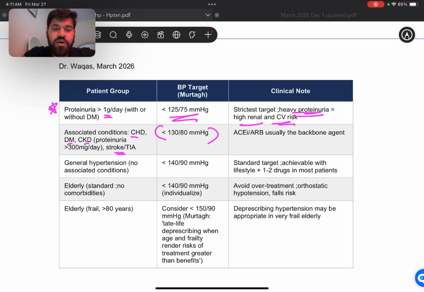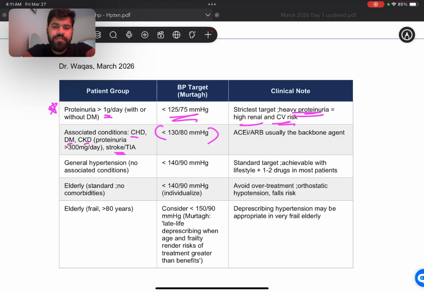So not just the harm on the renal system, but it will be more difficult to control the blood pressure from there. Now with associated conditions such as CHD, diabetes mellitus, CKD, and stroke, our BP target is going to be less than 130 by 80, and ACE inhibitors and ARBs are usually the backbone agents. Then for general hypertension with no isolated condition, it's less than 140 by 90, and most of it is achievable by lifestyle or by adding 1 or 2 drugs.